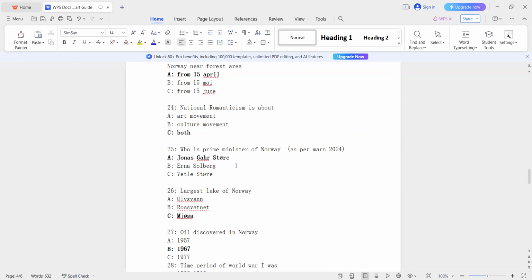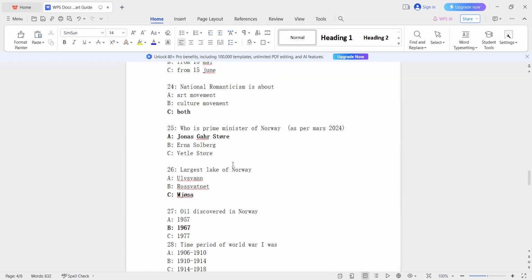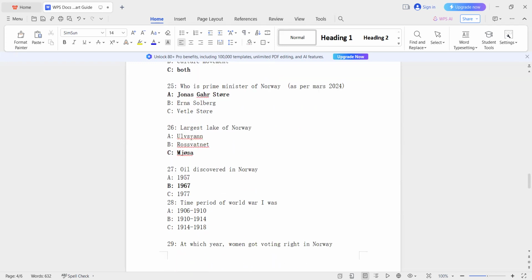You should have a little bit of information about the current political parties which are in government, brief information about political parties, and brief information about the healthcare system. These are also very important. The largest lake of Norway is Mjøsa. Oil was discovered in Norway in 1967.